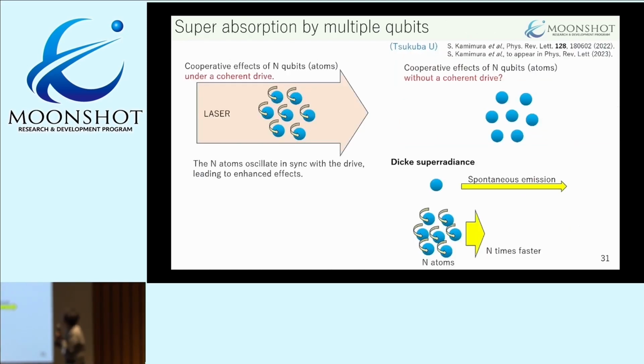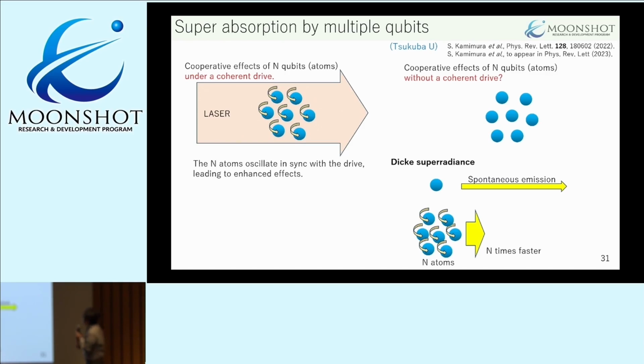Now, let me give you a very interesting discovery in the field of circuit QED or AMO. So if you place a bunch of atoms, or qubits of atoms, and drive them by a coherent laser, then the dipole moments oscillate in sync, as if there were one big dipole moment. So various enhanced effects are expected. But this is not so surprising. But if there is no coherent drive, then it is not so trivial whether such cooperative effects occur or not. And the only known occasion is the famous Dicke superradiance.